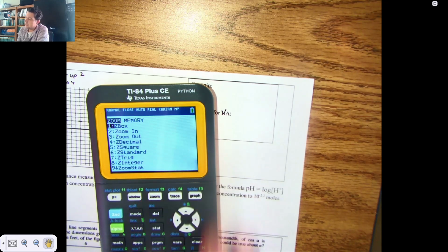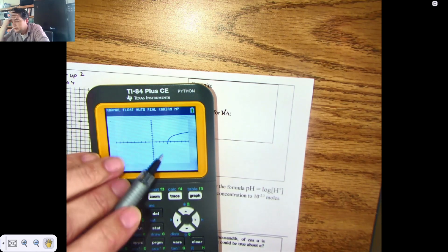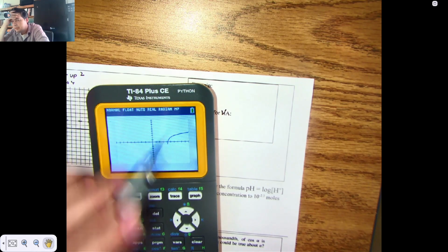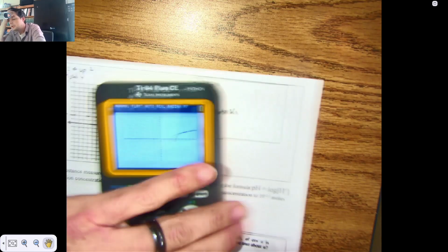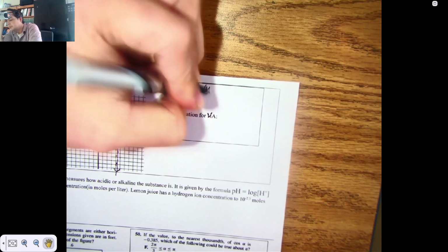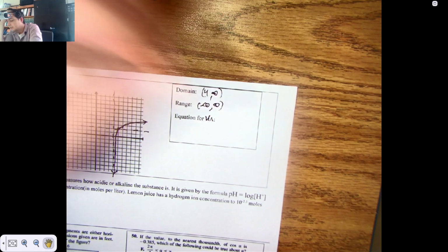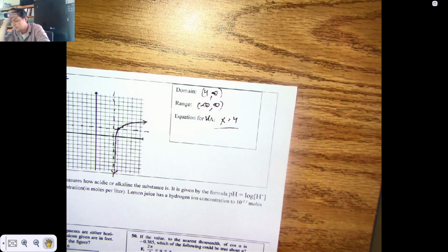If you do a Zoom 6, the calculator only draws to there. You cannot trust the graph on a calculator on certain functions, and this is one of them. The domain on this thing is from 4 to infinity. The range is going to be negative infinity to positive infinity, and the vertical asymptote is at x equals 4. That is the vertical line that cannot be crossed.